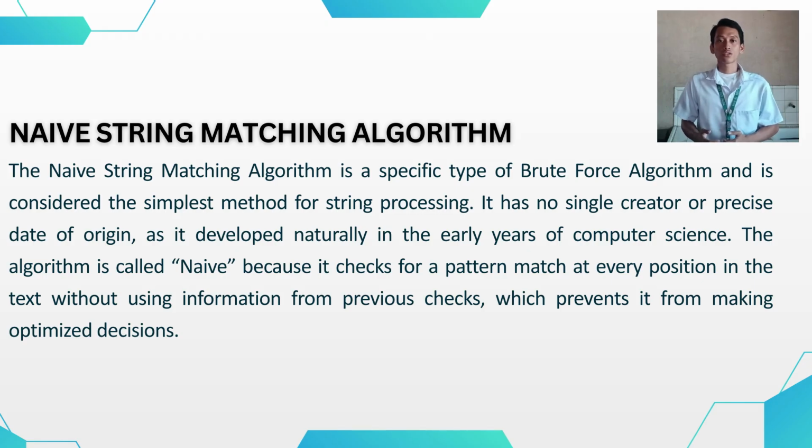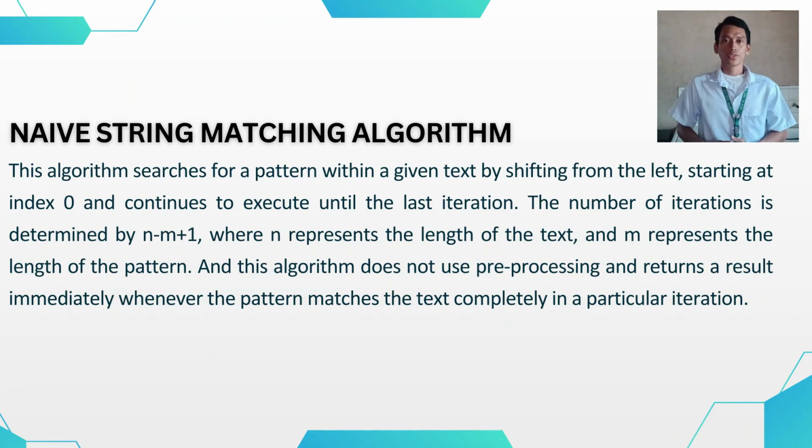The algorithm is called naive because it checks for a pattern match at every position in the text without using information from previous checks, which prevents it from making optimized decisions. This algorithm searches for a pattern within a given text by shifting from left to right, starting at index 0, and continues to execute until the last iteration.